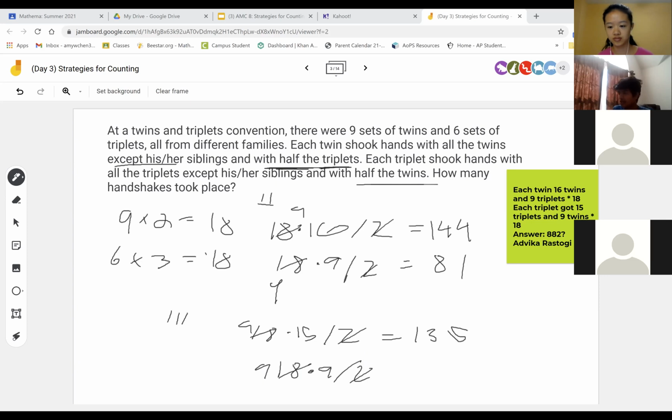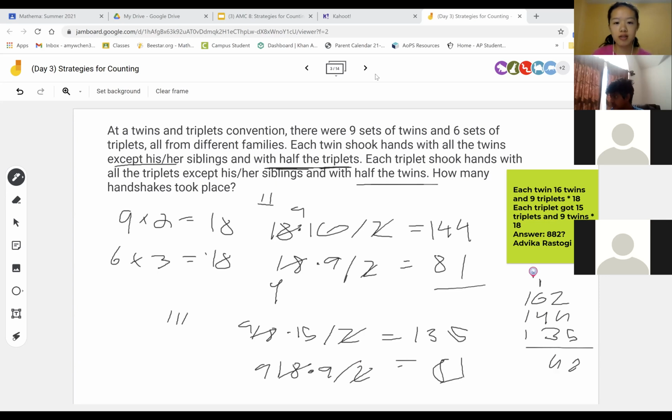Okay. Well, if there are no questions, we get 81 here. So once we add everything up, we get 162, which is 81 plus 81. It's 144 plus 135. The reason why we divided by 2 is because the way we're counting it, if person A is shaking hands with person B, and at the same time person B is shaking hands with person A, that's only one handshake. But the way we're counting it makes it seem like person A shaking hands with person B is different from person B shaking hands with person A. So we have to divide by 2.